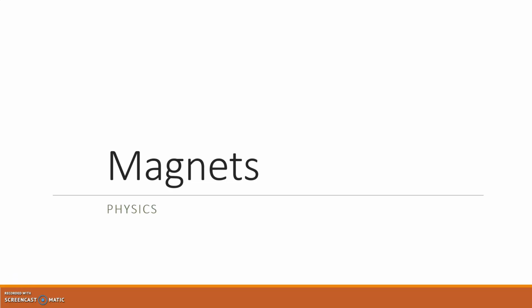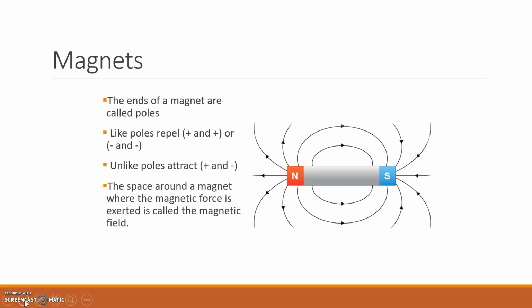Alright, so today we're going to be talking about magnets. When we look at magnets, at either end of a magnet, we call those poles. There's a north or a south pole, and like poles are going to repel, so positive and positive or negative and negative, and then unlike poles are going to attract, so a negative and a positive. And the space around the magnet is the magnetic force, and that is where we experience the magnetic field.